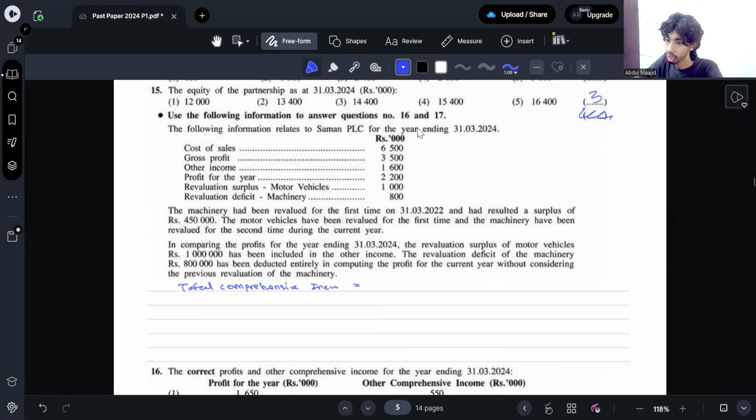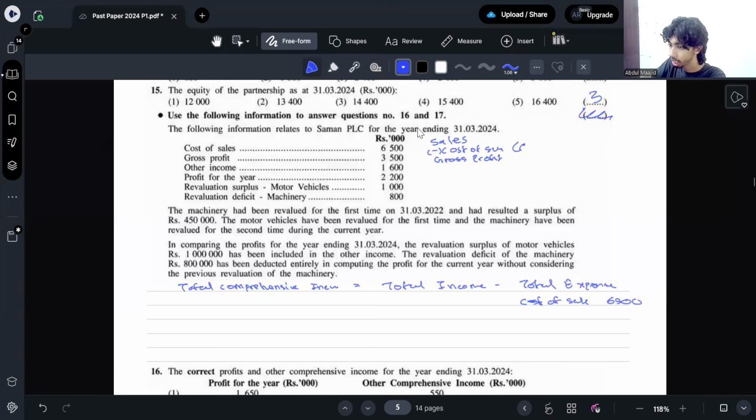All right. So yeah, 16th and 17th. Total comprehensive income will be equal to total income minus total expense. So here they have given cost of sale. Cost of sale is an expense. Cost of sale 6,500. And they have given the gross profit. Then can you all tell me what will be the sales income? What will be the sales? Sales minus cost of sale will give you gross profit. Cost of sale is 6,500,000. Gross profit is 3,500,000. Then how much will be the sale? Sales will be 3,500,000 plus 6,500,000. That is 10 million. So you can say under total income sales 10,000. Okay.